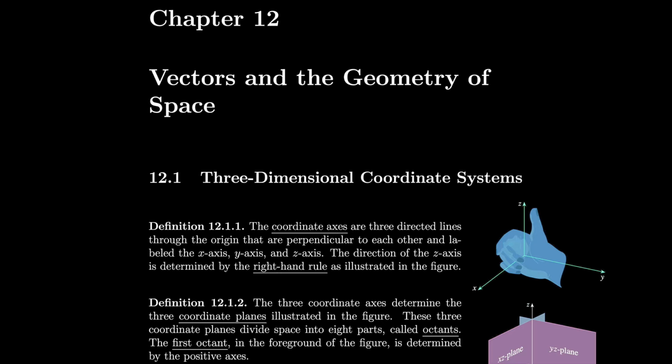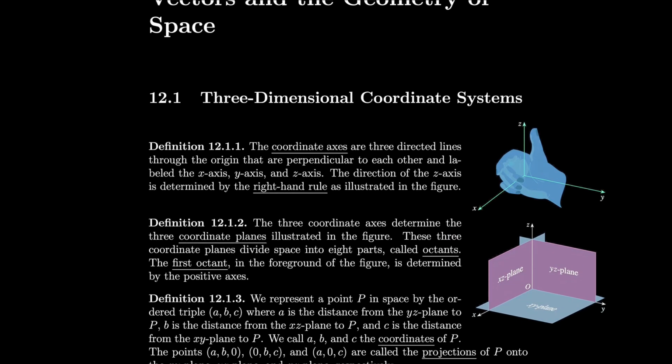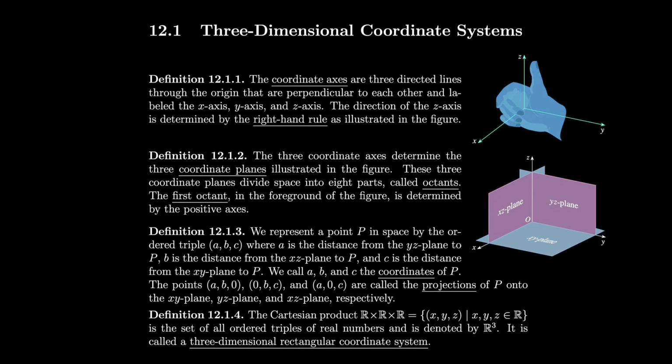So we basically use this rule where we put our thumb perpendicular to our index finger, perpendicular to our other fingers, so that we can indicate that we're going in the positive z as we go up, and we're going in the positive y as we go this way, the positive x as we go that way. Then the three coordinate axes determine the three coordinate planes illustrated in this figure.